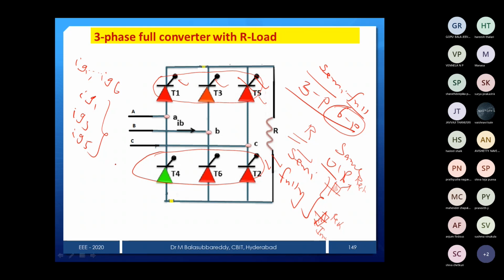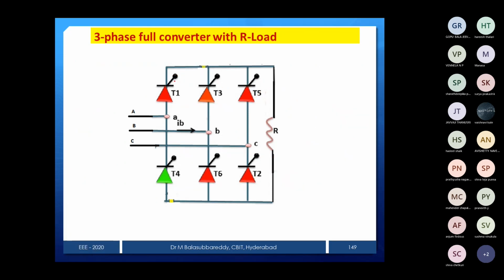And now the remaining logic is the same. What is the remaining logic? Whenever you want to fire a device, say T1, the A phase must be more positive than the other phases. Then only T1 will be forward biased.